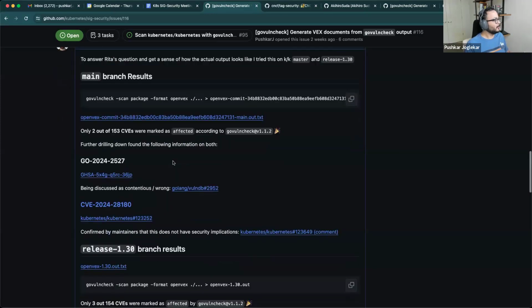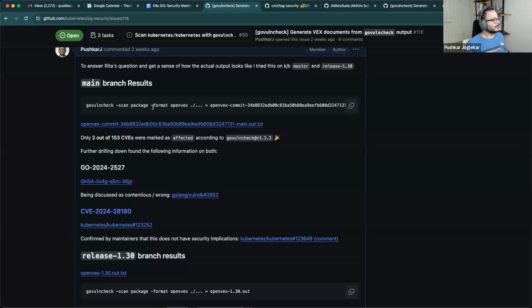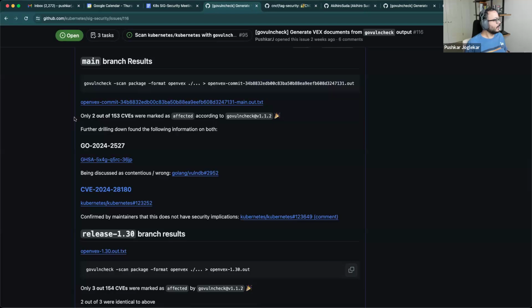So this is the more juicy part I wanted to share. I ran this on kubernetes/kubernetes master on this specific commit, and I found that govulncheck by default is saying there are only 2 out of 153 CVEs that are marked as affected, which is great. That's less than 5%. Because this uses the compiler's knowledge of code paths that get touched, right? The compiler has to know all those things to do the compilation, and so then govulncheck gets in there at that stage where it can really find out the details.